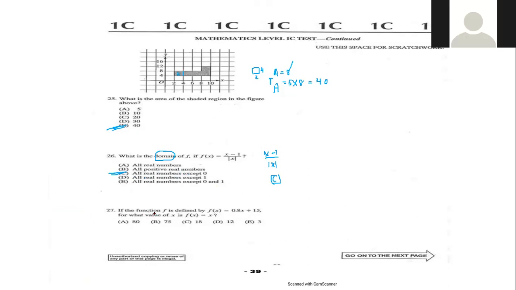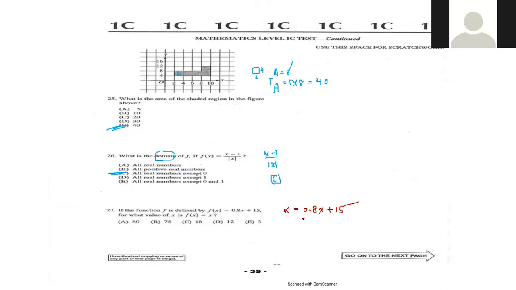Question 27. If the function f is defined as 0.8x plus 15, for what value of x is f of x equal to x? Let f of x equal x. So x equals 0.8x plus 15.